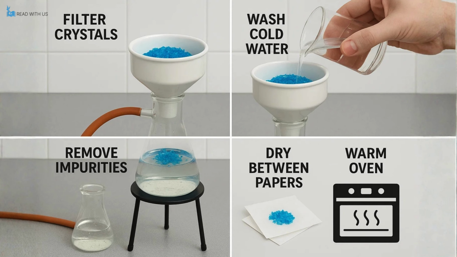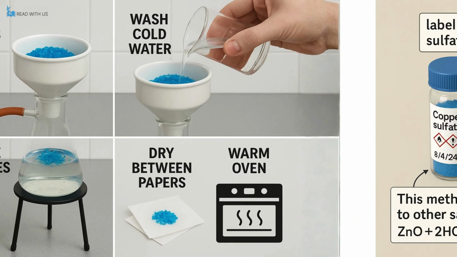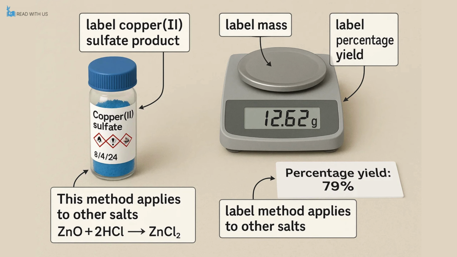Filter the crystals using the vacuum or gravity method. Wash them with a small amount of cold distilled water to remove soluble impurities, and then dry the crystals between folded filter papers or in a warm drying oven. Label the product as copper-2 sulfate with hazard and date, record mass and percentage yield, and explain that the same method works for other soluble salts by choosing a suitable insoluble base and acid.